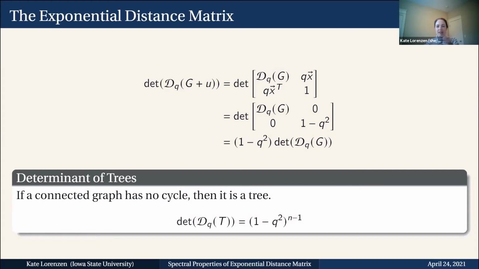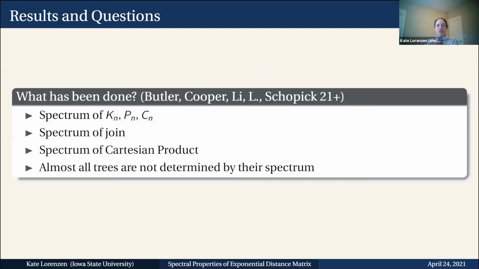All right, so some other things that have been worked on for this matrix. This is with the original RU group that I was mentoring. We completely classified the spectrum of the complete graph, path graph, and cycle graph. We found the spectrum of the join and the Cartesian product in terms of two base graphs' eigenvalues. And we also showed that almost all trees are not determined by their spectrum, meaning for most trees, there's another tree out there that has the same set of eigenvalues, which really mirrors some results for other types of matrices.